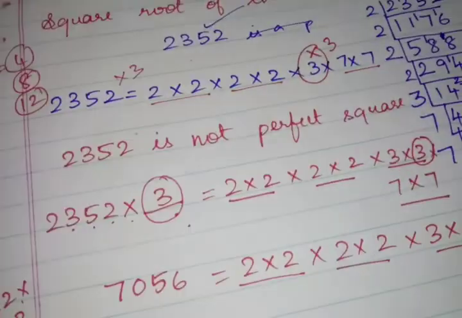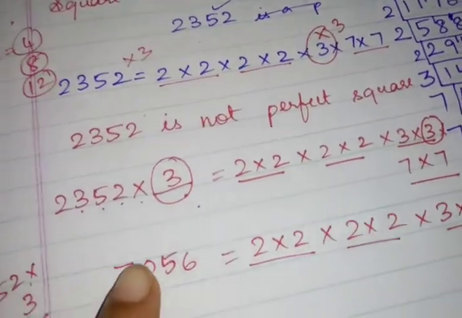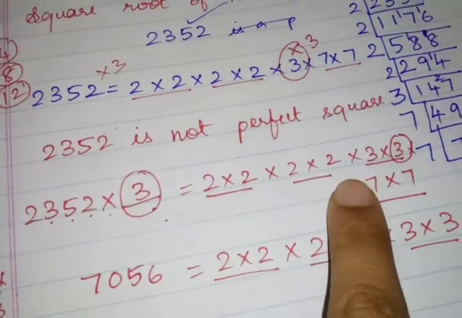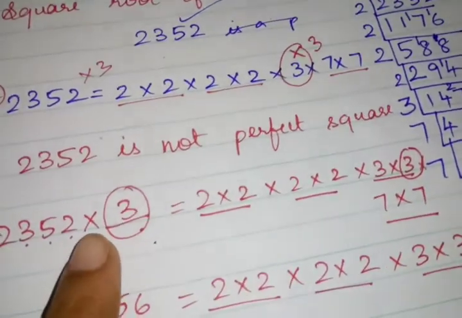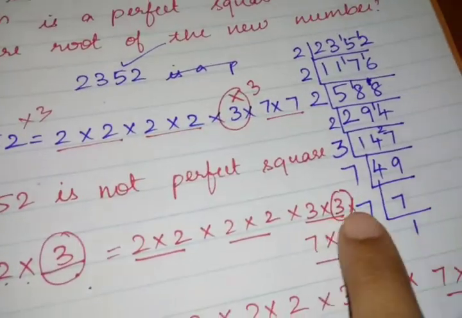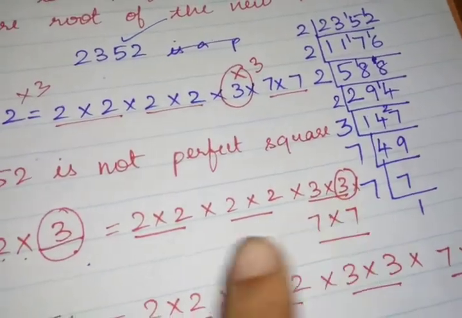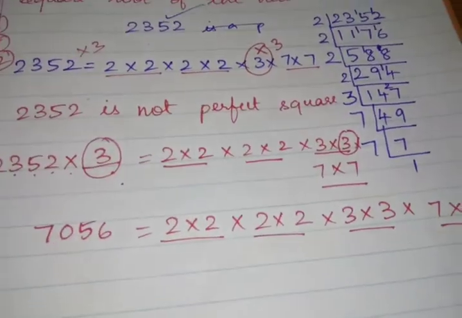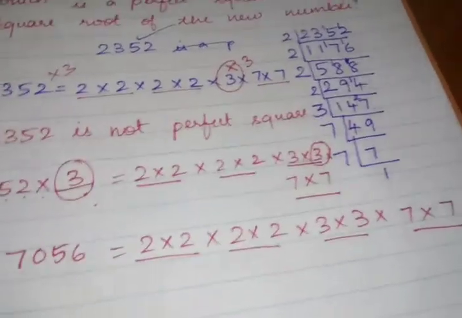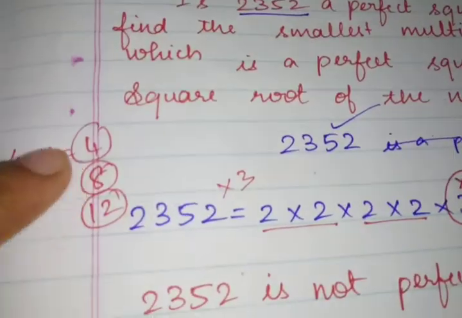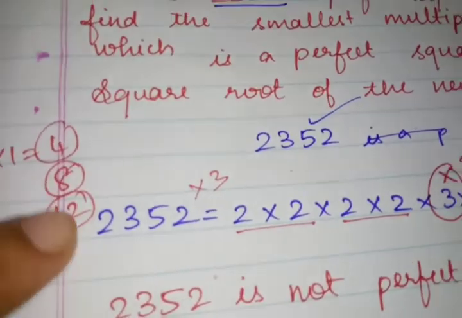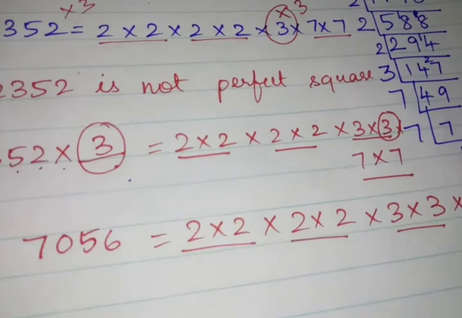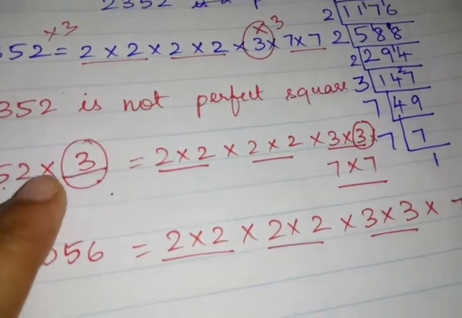Smallest multiple is 2352 into 1, you will get 2352 only. If you do into 2, one extra 2 will come here, which is not a perfect square. But if you do into 3, pairing will automatically take place. Because only the smallest multiple is possible, children, you should start from 1. Like see, the smallest multiple of 4 is 4, next is 8, next is 12. Likewise, for the smallest multiple, first you should start from 2352 into 1.